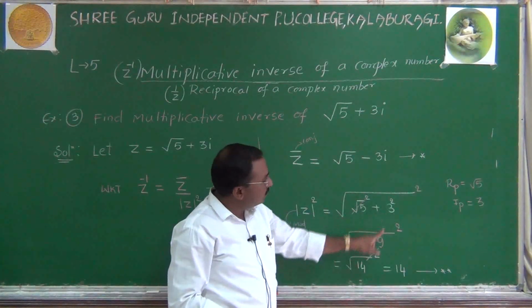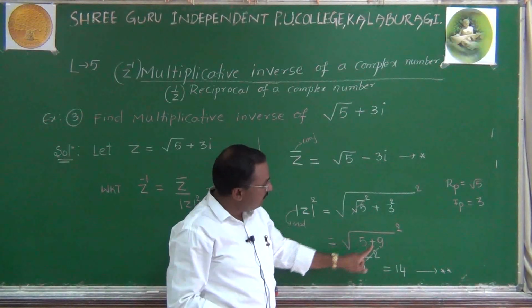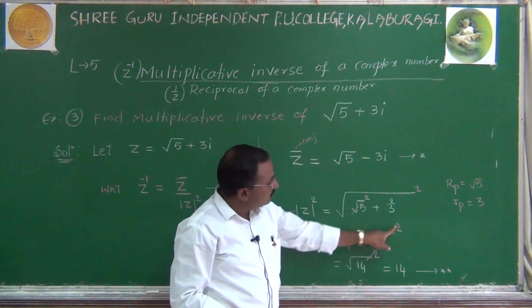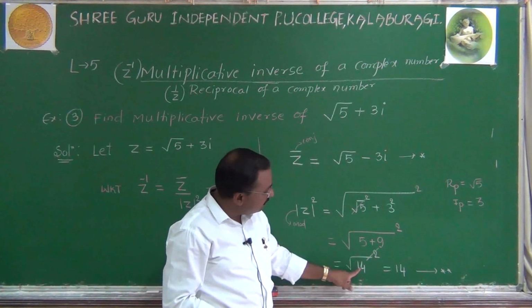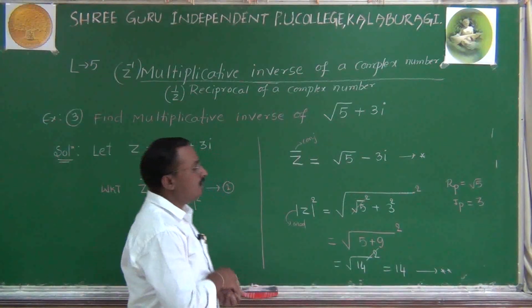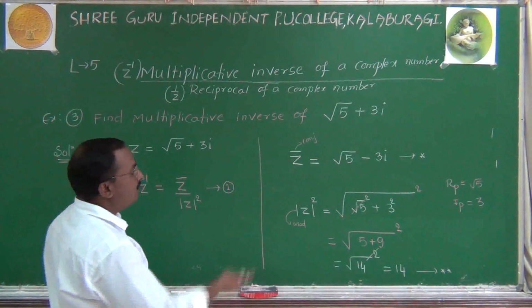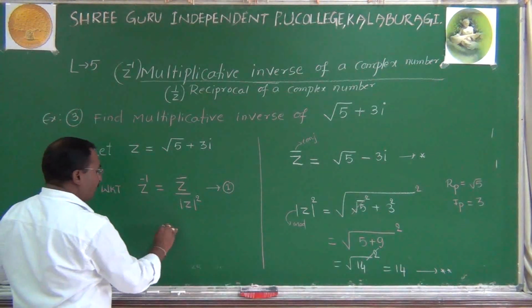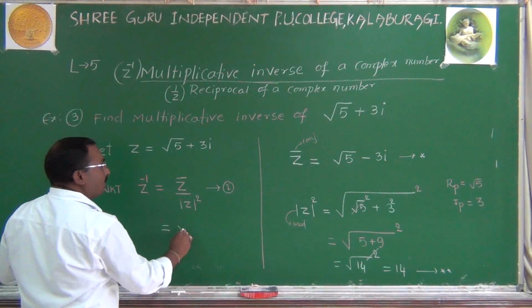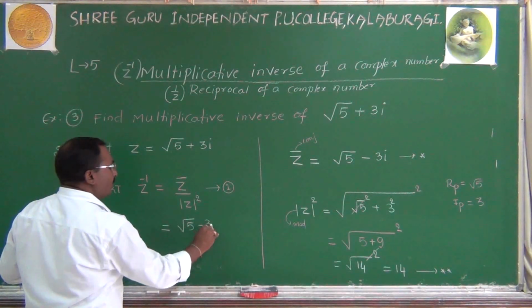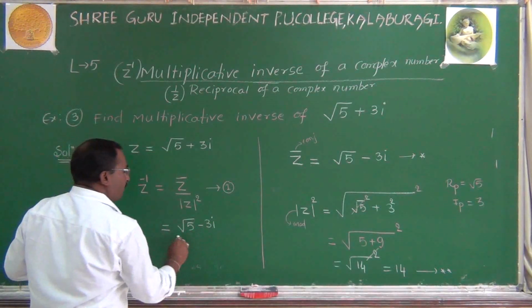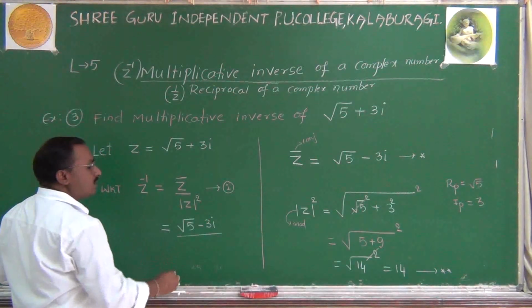5, 3 square is 9. 5 plus 9 is 14. Here the square is as it is; inside and outside, square and root get cancelled. Remaining only 14. Now substitute here: that is root 5, plus 3i becomes minus 3i, divided by modulus of z whole square.